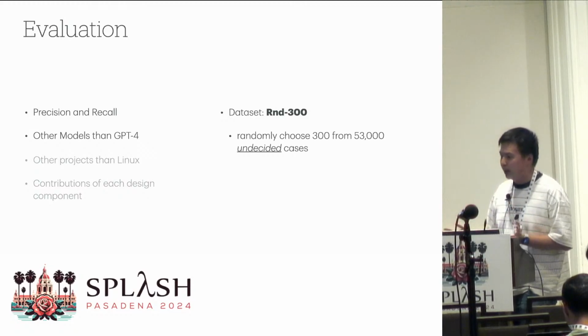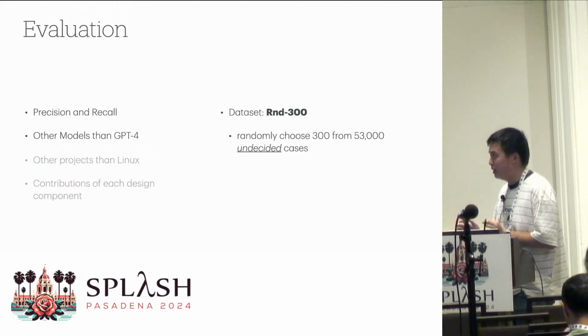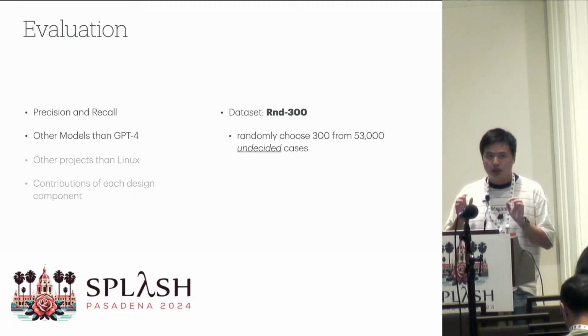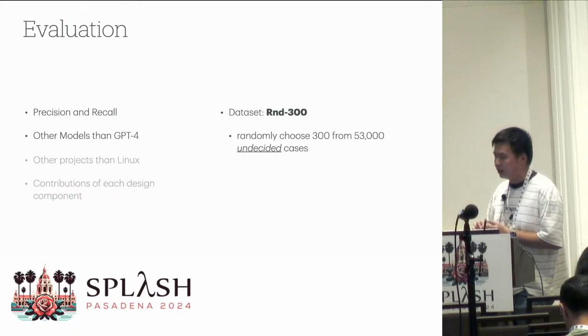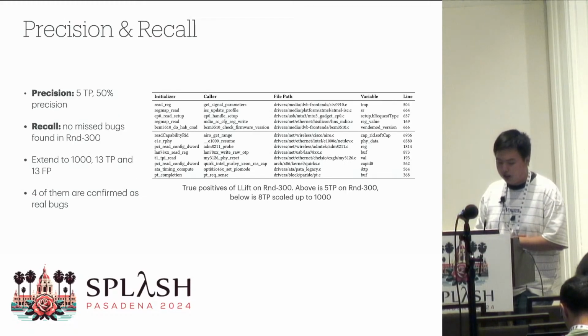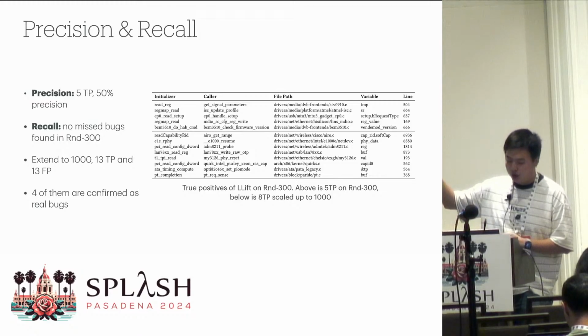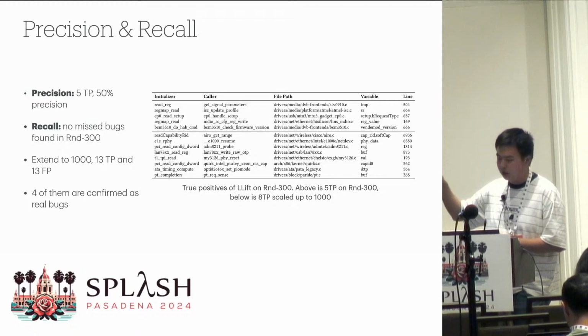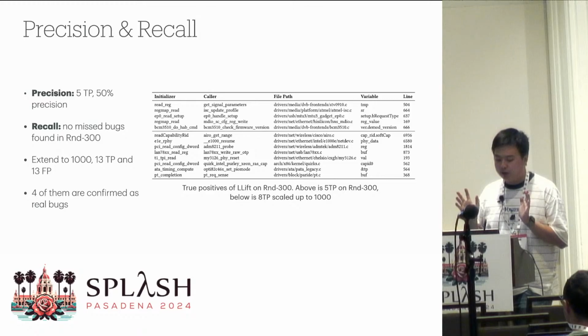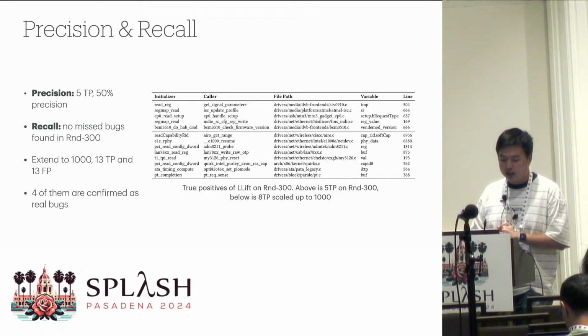And our primary data set, we call it random 300. Basically, it is coming from 300 cases from 53,000 undecided cases of UB attack. And for the precision, the line above the bottom line is coming from the random 300. We actually have 5 true positives with 50% precision. And for the recall, we don't really find any missed bugs in the random 300 cases.